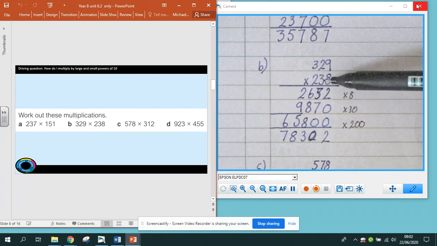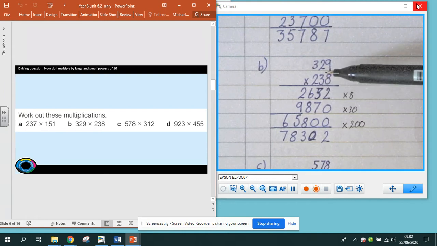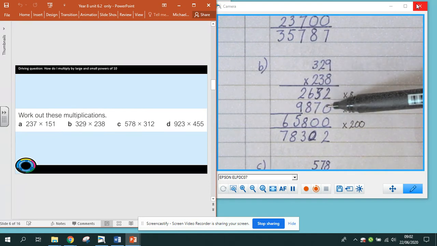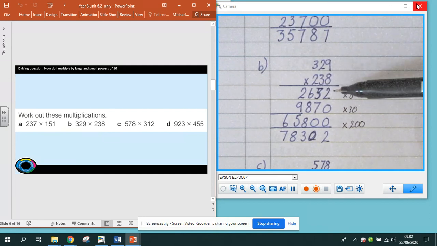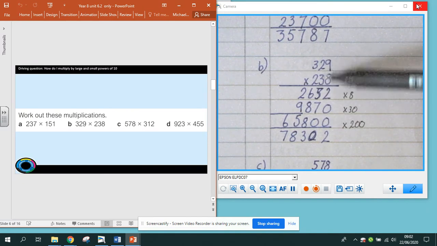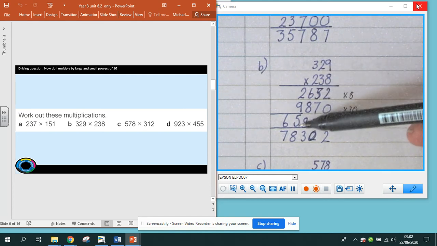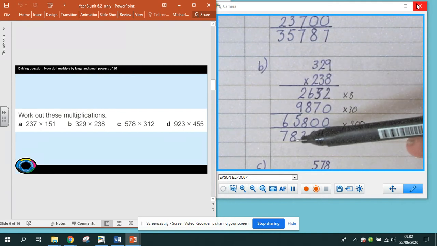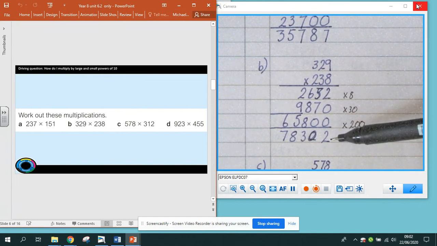multiply by 3. 3 9s are 27, put down a 7, carry the 2. 3 2s are 6, and 2 is 8. 3 3s are 9, so 9,870. Then lastly, I've got to multiply by 200, so I put down a 0 in the ones column, a 0 in the tens column, and multiply by 2. 2 9s are 18, 2 2s are 4, and 1 is 5, 2 3s are 6. And then I add my numbers together, and I get 78,302, which is a lot.